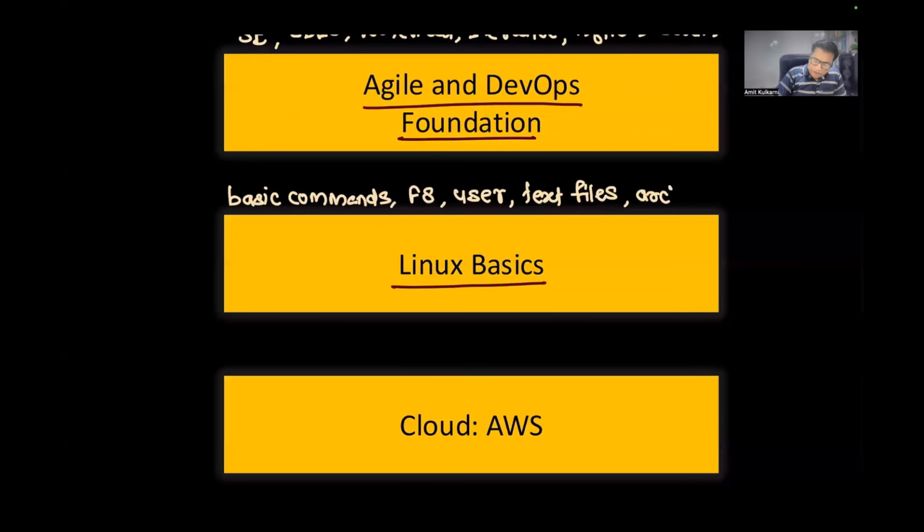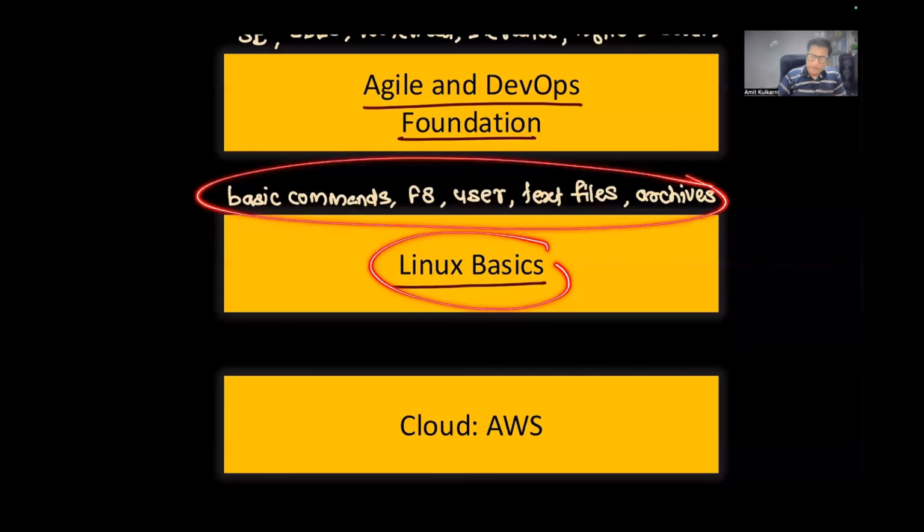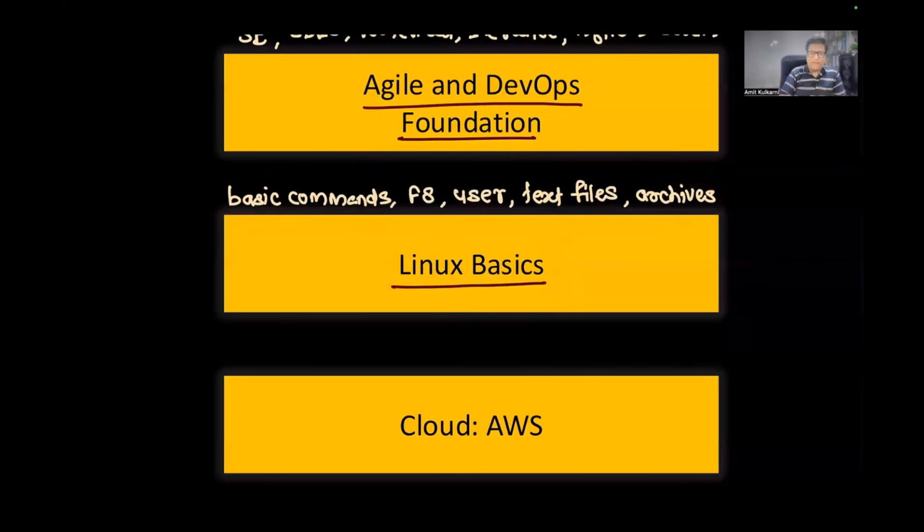Then we will talk about archives and zip files, or you can call them compressed files, like tar files, tar.gz files, gzip files, and so on. So from the Linux point of view, you need to know the basic commands, and what I mentioned here are the foundations. Without this, there is nothing you can do in DevOps, because most of these tools, as I mentioned, will require you to work with Linux.